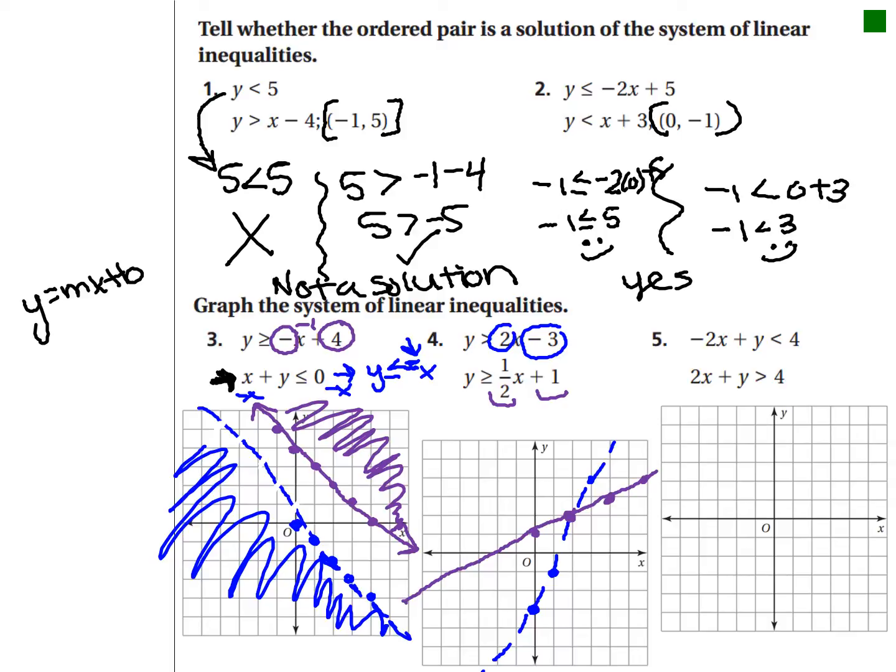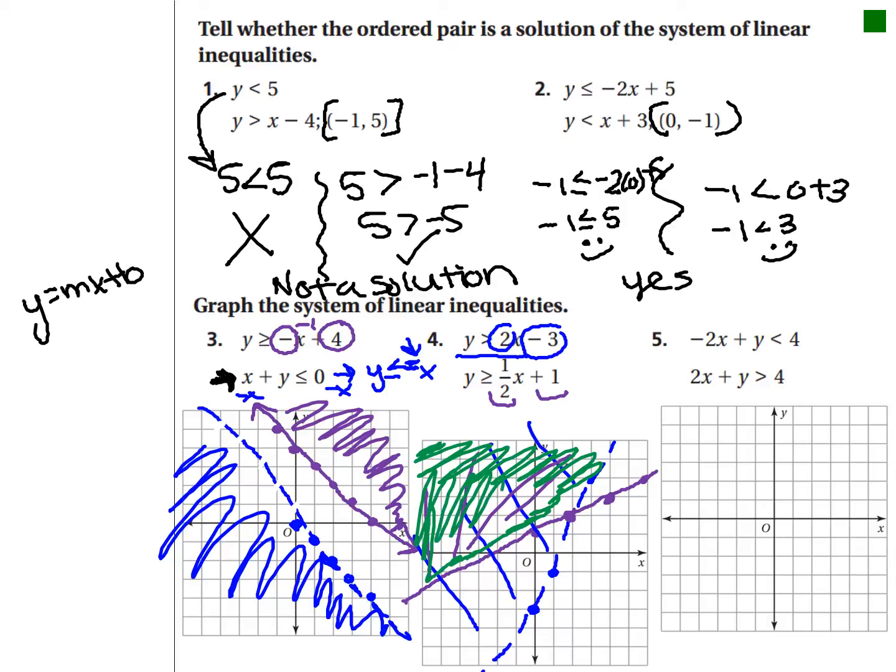Now I'm going to go back through and talk about shading so we can figure out which way. Our first one, y is greater than, so I'm going to shade to the greater y side of my blue one. In the purple one, y is also greater than, so I'm going to shade to the greater side. Where the two colors collide is where your answer is. I'm going to shade that green. Here's all our solutions of the system. All the solutions make this weird shape.